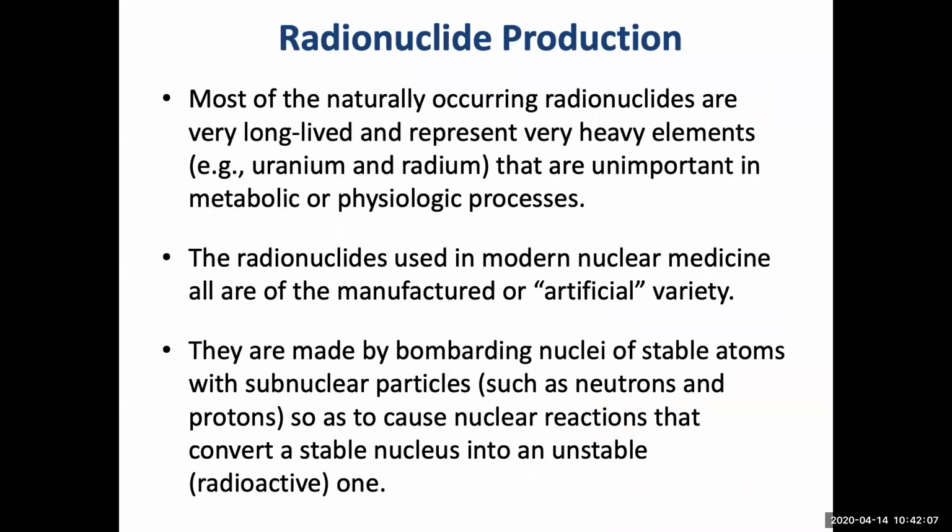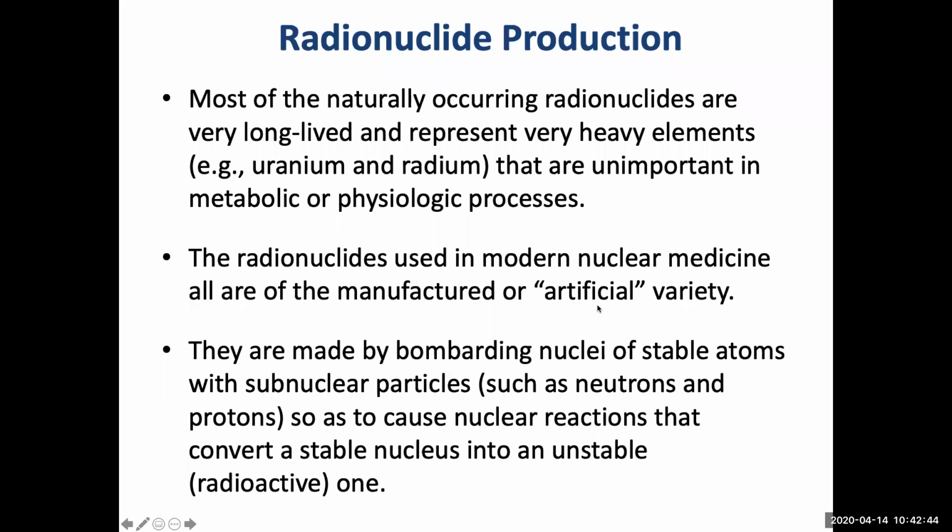Okay, radionuclide production. We said that the radioactive material in nature has a very long half-life. So we cannot take uranium and inject it into the patient to image the patient. It's millions of years of half-life. So the radionuclides used in modern nuclear medicine are all artificial radioisotopes. They're not natural. Natural means very long half-life. So technetium, iodine, whatever, are all artificial.